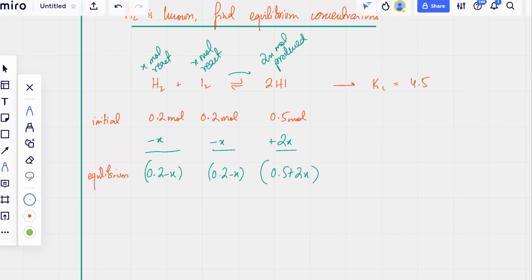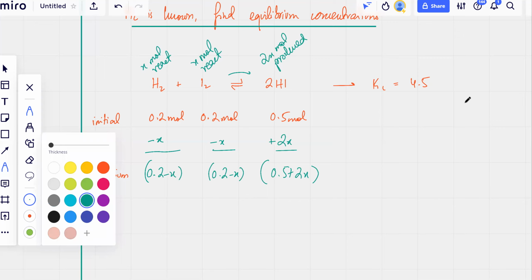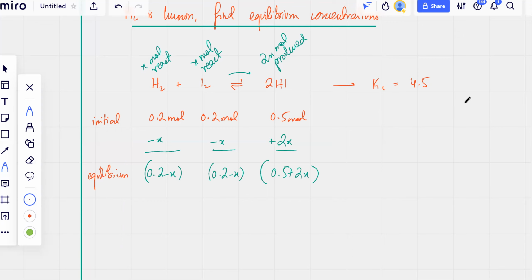And the only thing you can do now is find the expression for Kc. It's going to be HI concentration squared, so 0.5 plus 2X squared, divided by the H2 concentration, 0.2 minus X, multiplied by the I2 concentration, which is also 0.2 minus X. So it's going to be 0.2 minus X squared. And that's equal to 4.5.